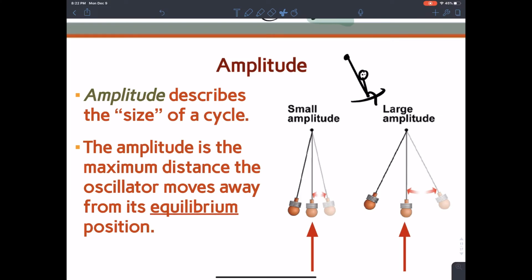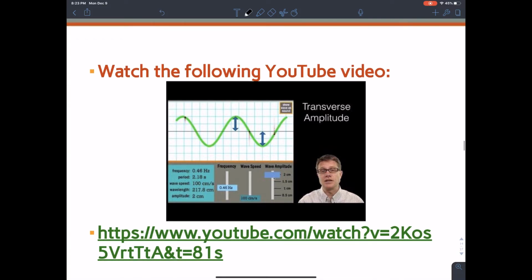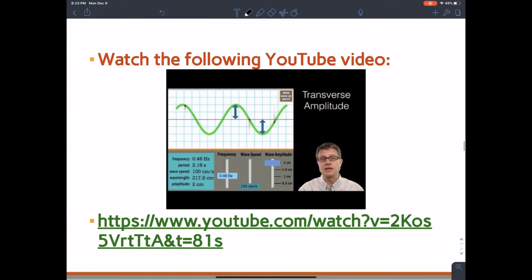So the greater the distance, the greater the angle off of our equilibrium, our rest position, represents the amount of energy that's put into the system, and that's what we refer to as our amplitude. Our amplitude is going to tell us how far off of our equilibrium or rest position we get, and that's related to the amount of energy that you put into a system. If you have some troubles understanding this, there is another video that you can check out that helps to identify the amplitudes of our waves.